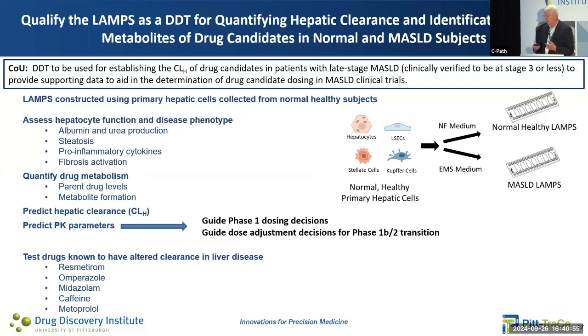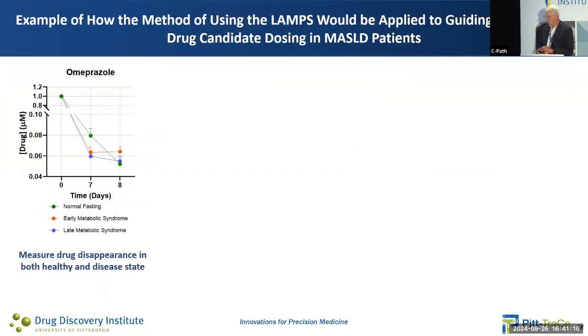We can then go and predict other PK parameters, which can then be used to guide phase 1 dosing or guide dose adjustment decisions in the phase 1B transition. And right now we are working on testing a number of drugs that have altered clearance in liver disease to validate the model. And so this is just an example of how we would apply it in regulatory decision-making, where we would look at the disappearance of drugs.